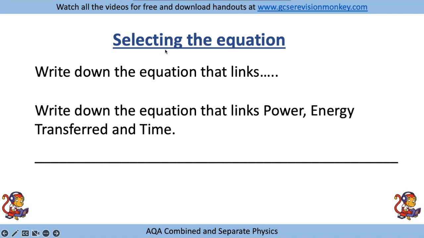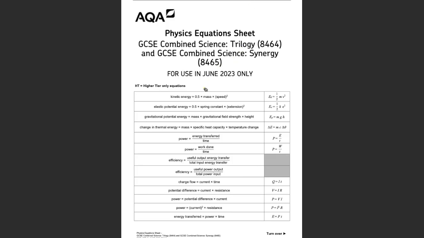You'll need to use the physics equation sheets by selecting the correct equation. For example, you might have questions that say, write down the equation that links. Let's take this one, for example: write down the equation that links power, energy transferred, and time. So you look down your equation sheet and try and find those words, power, energy transferred, and time. Here we've got the equation with all three of those words in. Power equals energy transferred divided by time. So we would copy that straight onto our answer line.